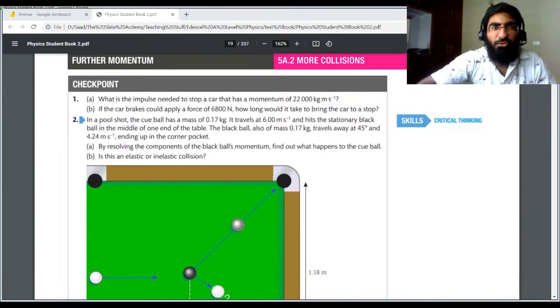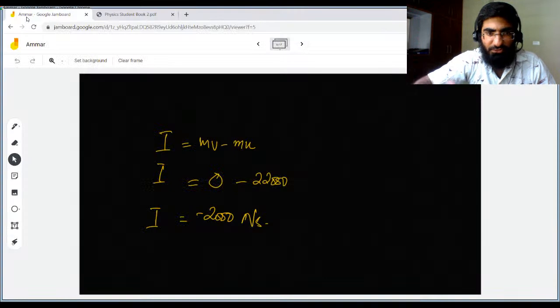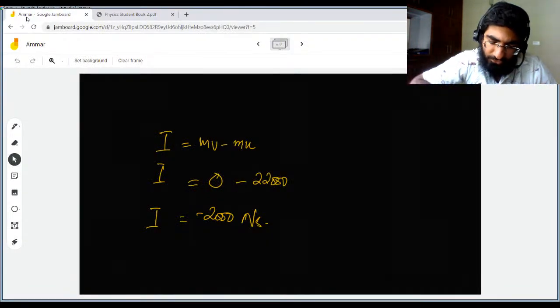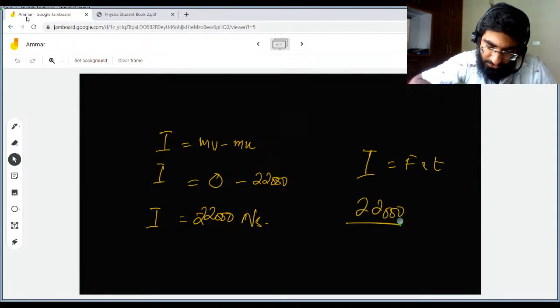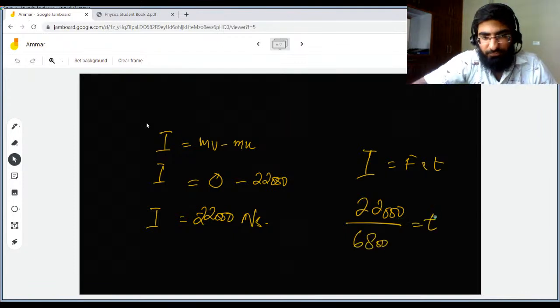So what we need to do over here is correct. We have impulse is equal to force into time. We have the impulse which is 22,000. I wrote 2,000 over here. 22,000 divided by force which is 6,800, and it gives me time in seconds. The time will be in seconds. So it would be 3.24 seconds.